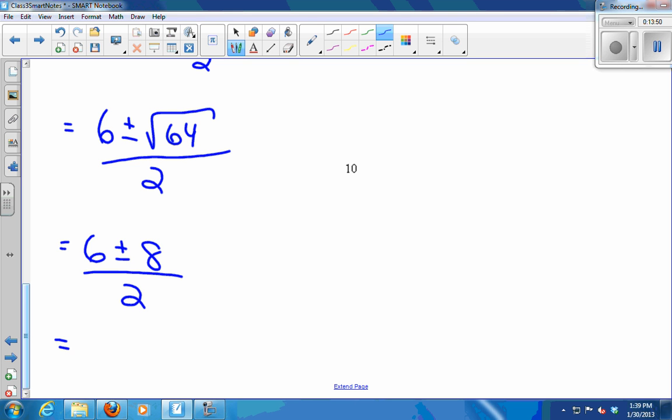So this is really two expressions written combined as one. So you do 6 plus 8 over 2. That would be 14 over 2, which is 7. Or 6 minus 8 over 2. 6 minus 8 is negative 2, divided by 2 is negative 1. So we get 7 or negative 1.